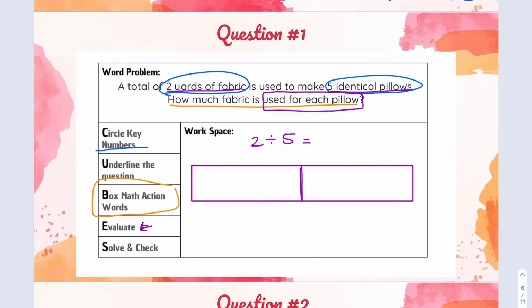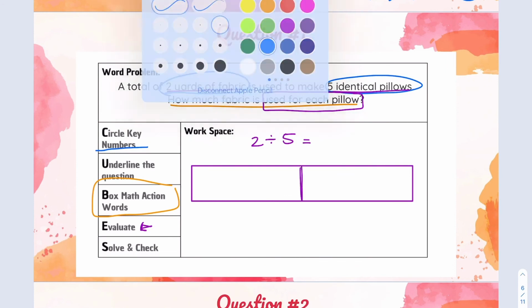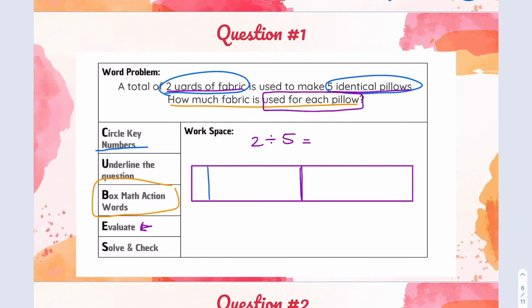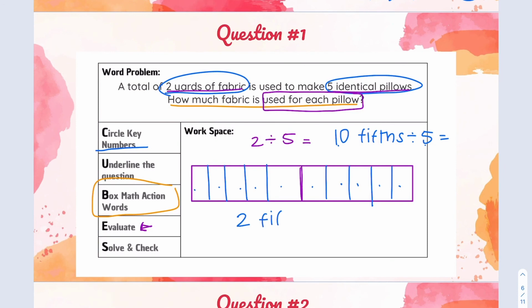So there are 2 boxes here. The next thing we do is we put this into fifths. The next thing we do is we count up how many fifths we made. So here we have 10 fifths divided by 5. Do we know what 10 divided by 5 is? Yes, we do. It is 2. And then we continue to bring this down, and it's 2 fifths.